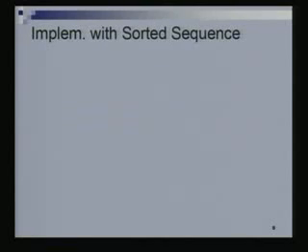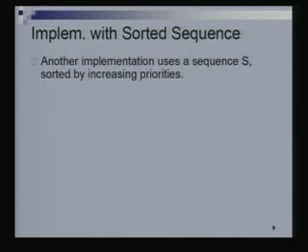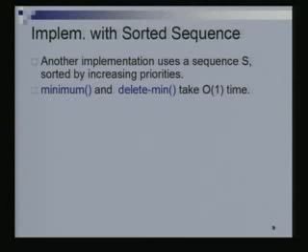So, how about using a sorted sequence to try and implement a priority queue? Now we are going to have a sequence in which the elements are sorted with increasing priorities. That is, the element with the smallest priority is sitting right at the front of our sequence. In which case minimum and delete min are just going to take a constant amount of time. The minimum element, as I said, is the element at the front of our sequence, so we will be able to retrieve it in constant time.